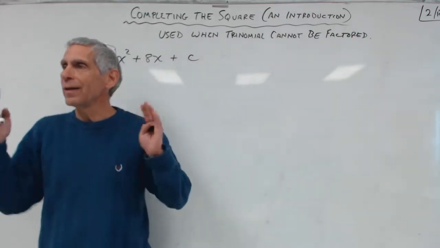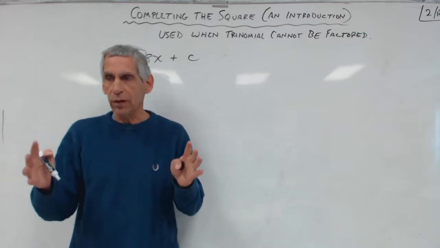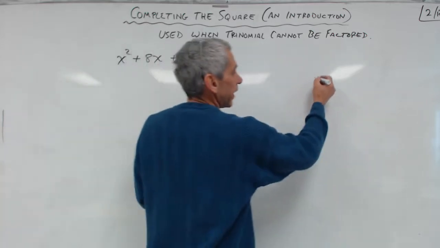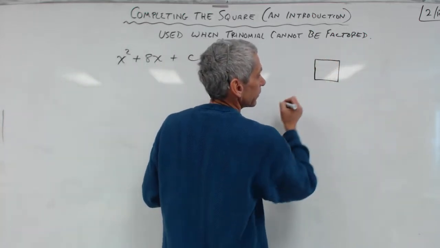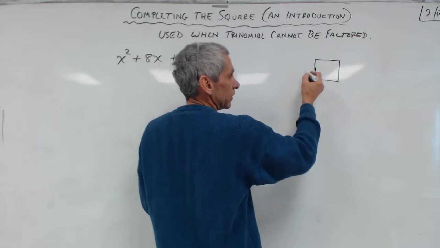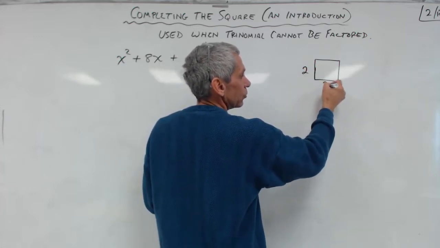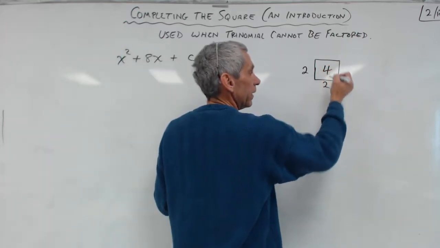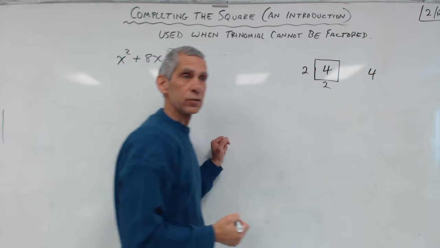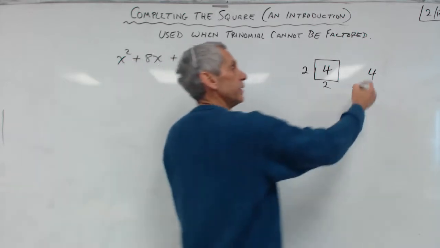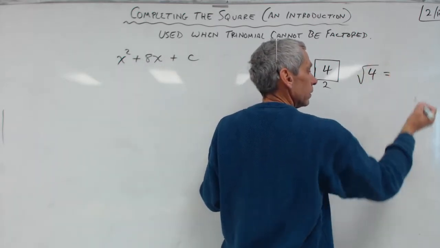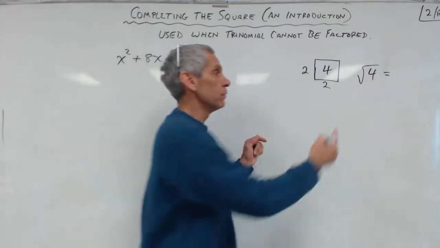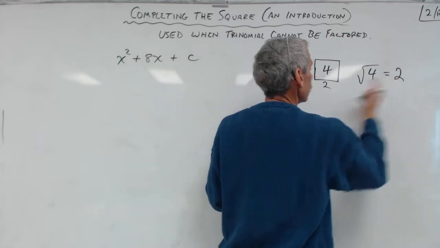Now let's think about what is a perfect square and why perfect squares are so valuable. Really, really powerful. If I have a square, and this side is 2, and this side is 2, what is my area? It's 4. So I know 4 is a perfect square. Can I take the square root of 4? Yeah. Anything that's a perfect square, I can take the square root of. The square root of 4 is 2.